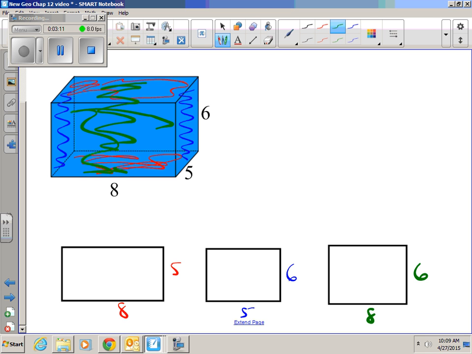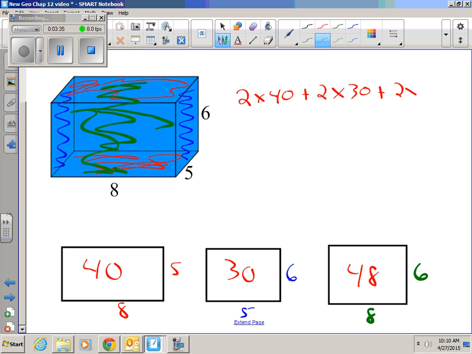And so the surface area of my prism is going to be 40 plus 30 plus 48, all that times 2. So I have 2 times 40 plus 2 times 30 plus 2 times 48, and all that equals 236.